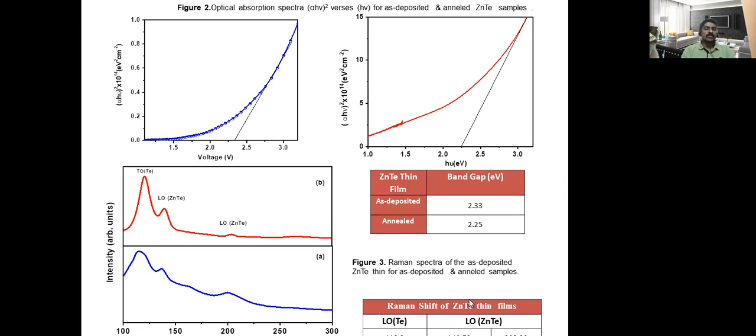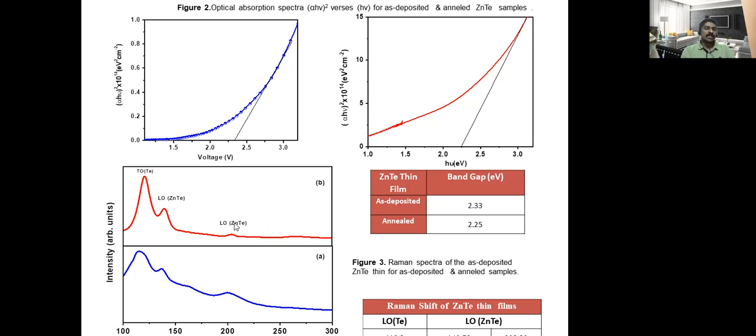The absorption study is carried out using UV-visible spectroscopy. These two graphs show the Tauc plots for the as-prepared and annealed ZnTe thin film. According to these two plots, the band gap of this material decreases by up to 7%. It is due to the increasing grain size and the recrystallization of the material.